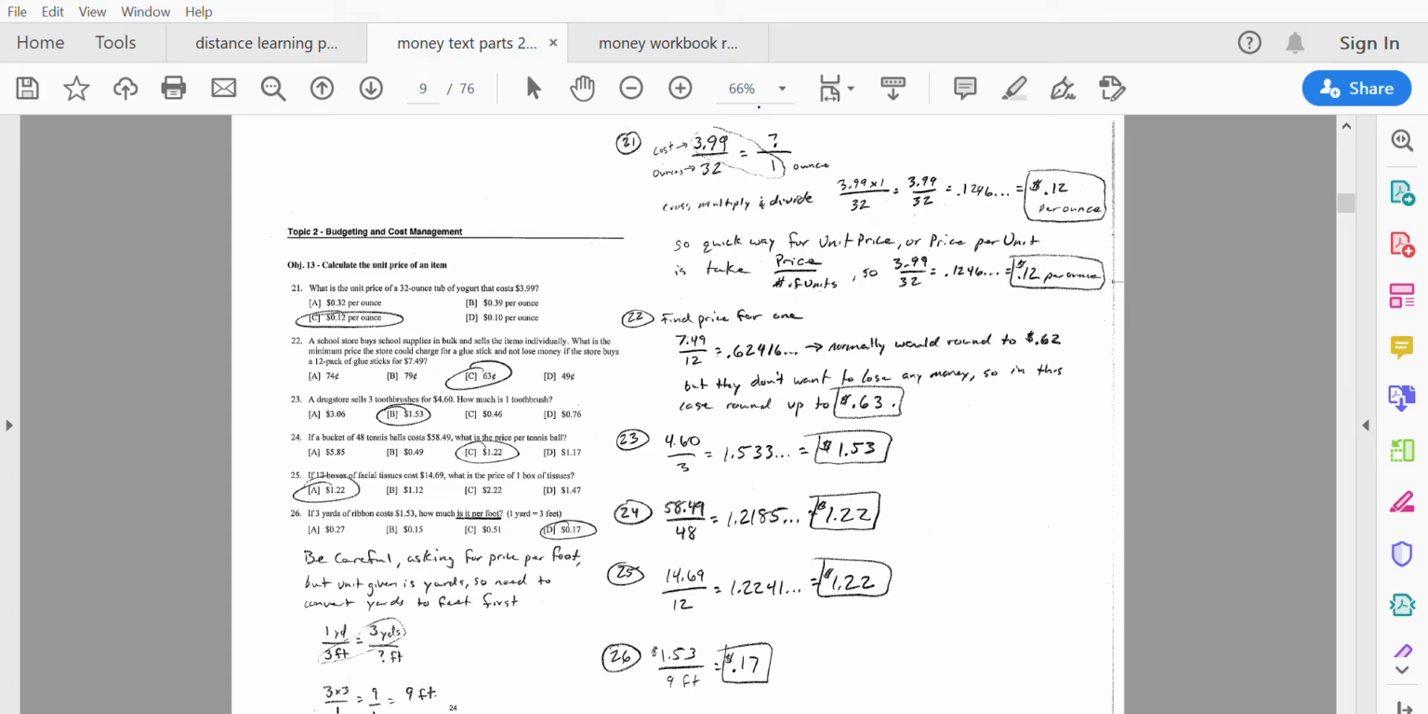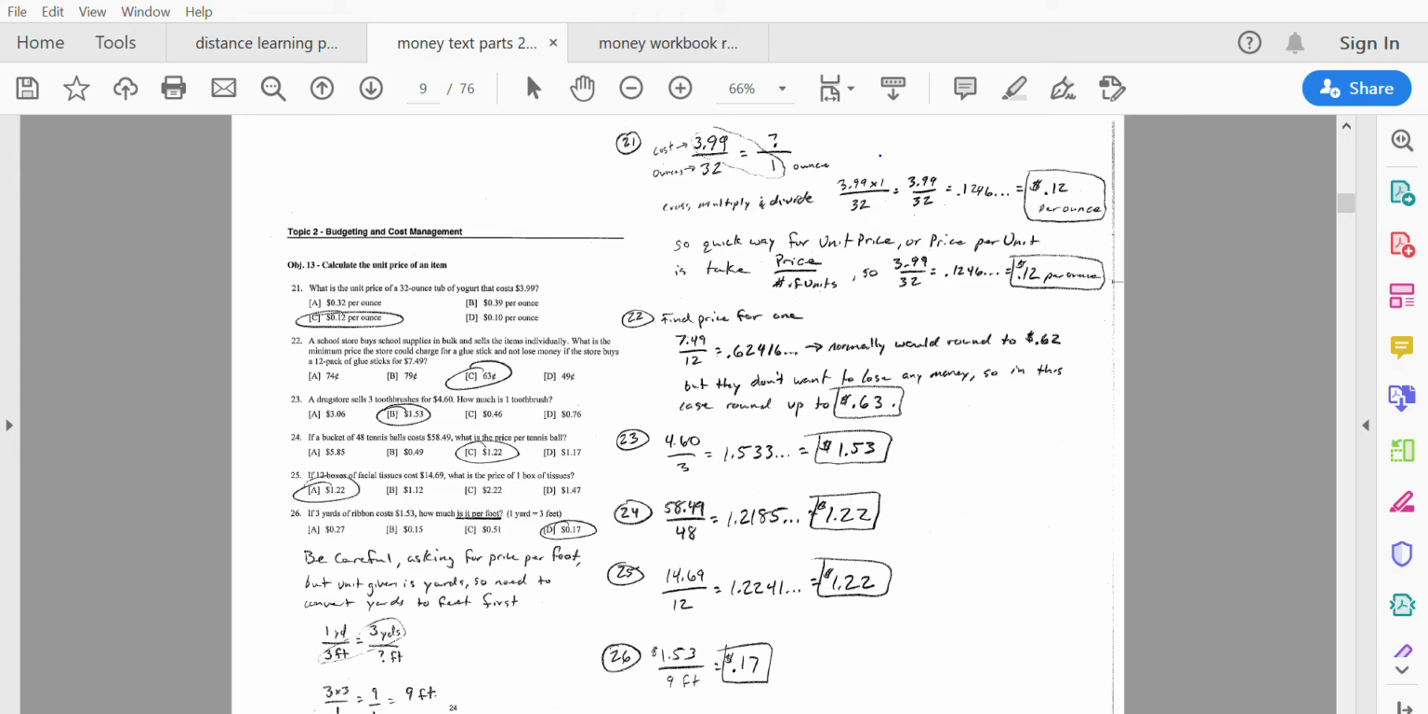Then to solve this, we use cross multiply and divide. So we take $3.99 times 1 right here, divide by the other number. So we divide by 32, and we get 0.1246, which we round. Remember, you look at this number and then look at the number next to it. If this is between 0 and 4, that stays the same. If that's between 5 and 9, this moves up to 13 cents. So we get 12 cents per ounce.